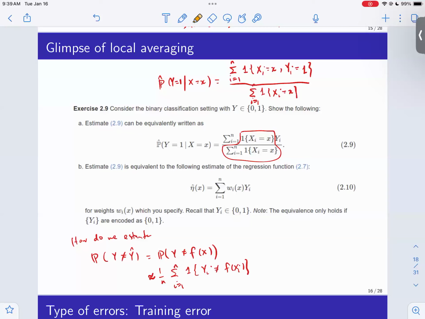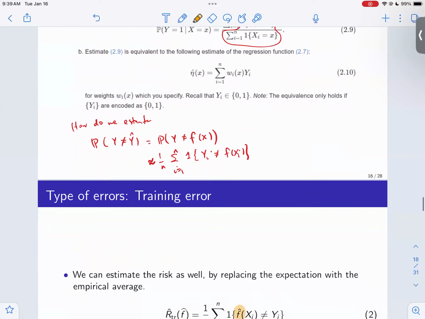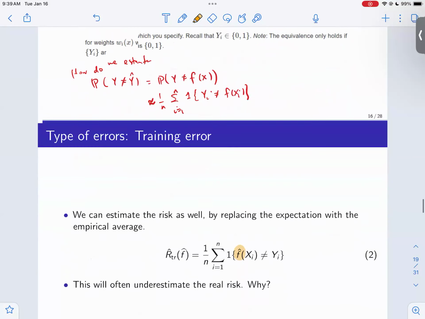And then later we'll relax this, and this gives a wide range of estimators, if they fall into this category. Okay, and I'm going to come back to this multiple times.